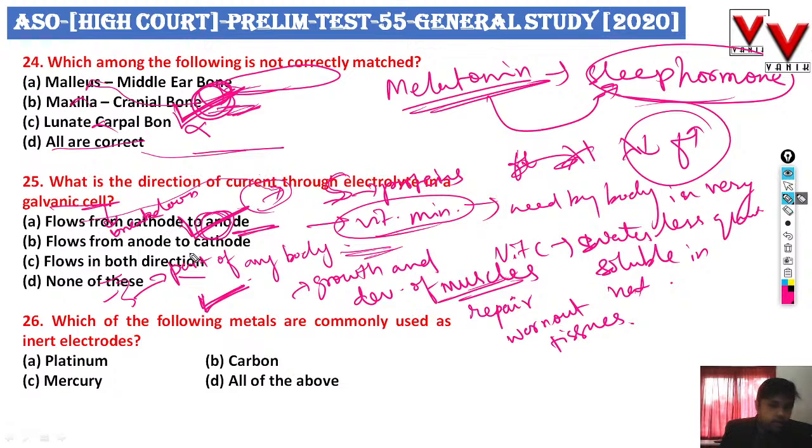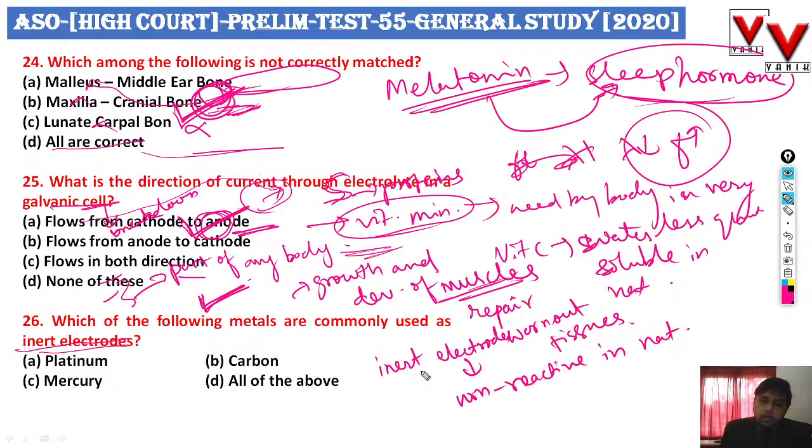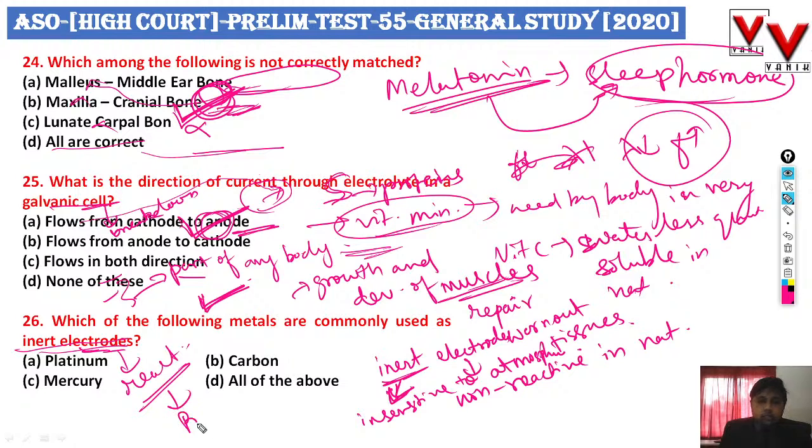Next, moving to question number 26. Which of the following metals are commonly used as inert electrodes? Let us understand what inert electrodes are all about. Inert electrodes are non-reactive in nature, insensitive to atmosphere. We need inert electrodes because if we have electrodes that are reactive in nature, then they may give rise to the formation of some product, which is undesirable. So we need inert electrodes.